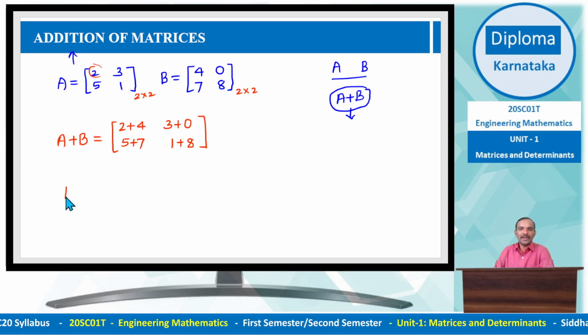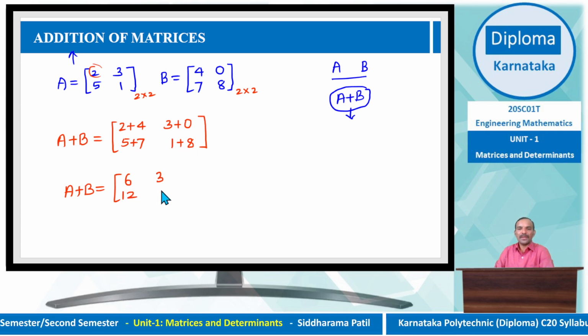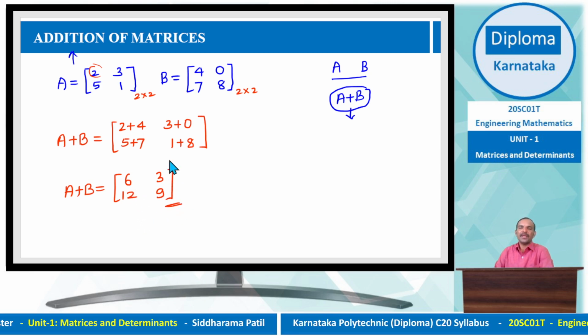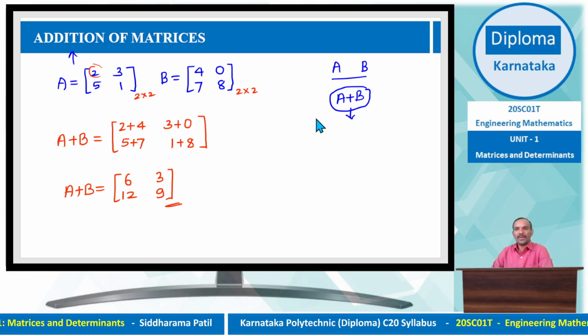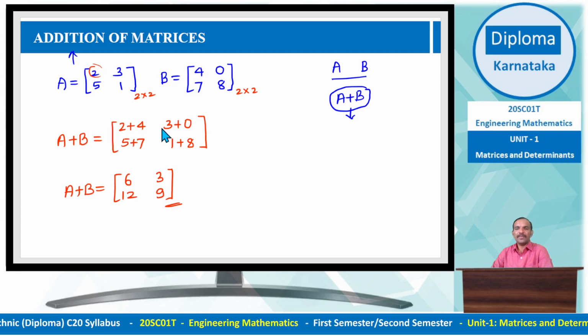Now if you add these, what are you going to get? A plus B is equal to 2 plus 4 is 6, 3 plus 0 is 3, 5 plus 7 is 12, 1 plus 8 is 9. This is the concept of addition. Addition of two matrices is possible only when their orders are the same, and if A and B are of the same order, then A plus B is a matrix obtained by adding corresponding elements. Addition is simple, you have to add corresponding elements.